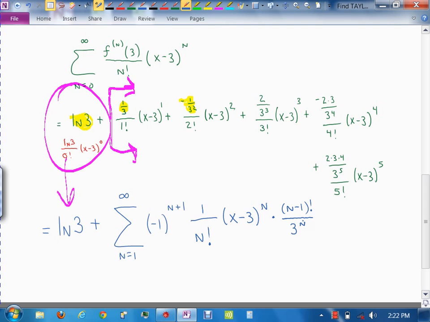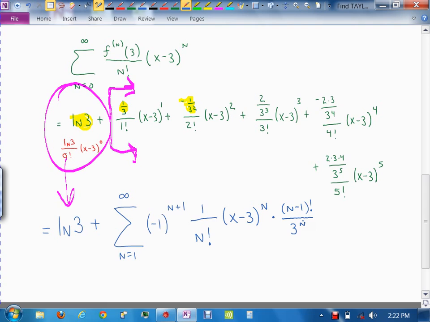Let's let n be 1. If n is 1, what would you get? Positive 1. 1 over 1 factorial, 1, right? X minus 3 to the 1. What's 1 minus 1? 0 factorial is 1 over 3. So we get a positive 1/3 times x minus 3 to the first power.